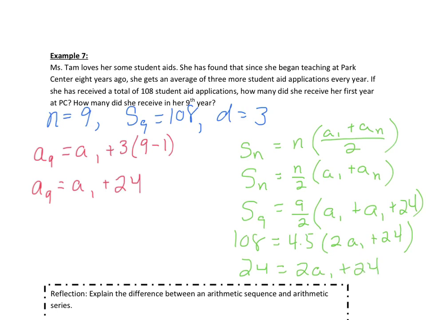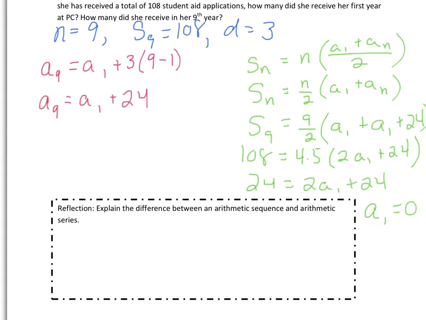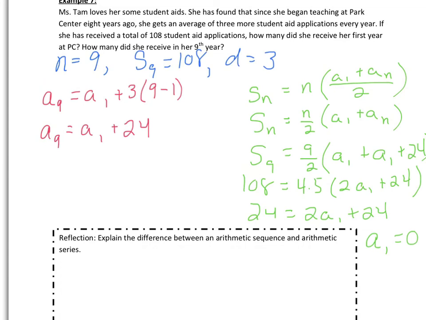Now this, I don't need to be a super strong mathematician to realize what's happening here. What I'm saying is that 2 times some number plus 24 is equal to 24. There's only one number I know of that allows that to happen, and that is 0. 2 times 0 plus 24 is the only thing that yields 24. So what is that telling me? That's telling me that her first year here at Park Center, Miss Tam did not have any student aid applications.